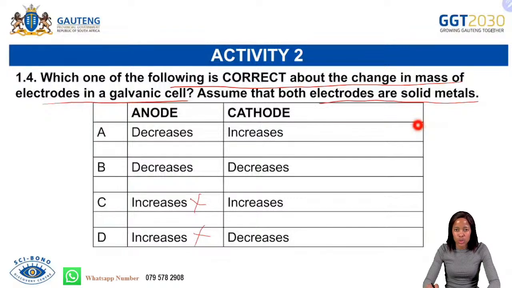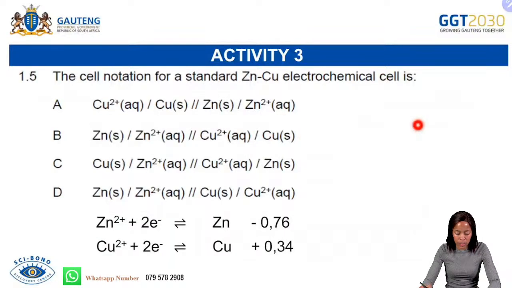So if there's going to be a decrease in mass as the electrons are moving, what is going to happen to the cathode? There's going to be an increase. So B is also not correct there. Why? Because at the anode there's a decrease in mass, and at the cathode, the cathode becomes bigger and bigger, because remember when we use copper, we said it moves from Cu2+ aqueous to Cu solid. Therefore, it was increasing in mass there.